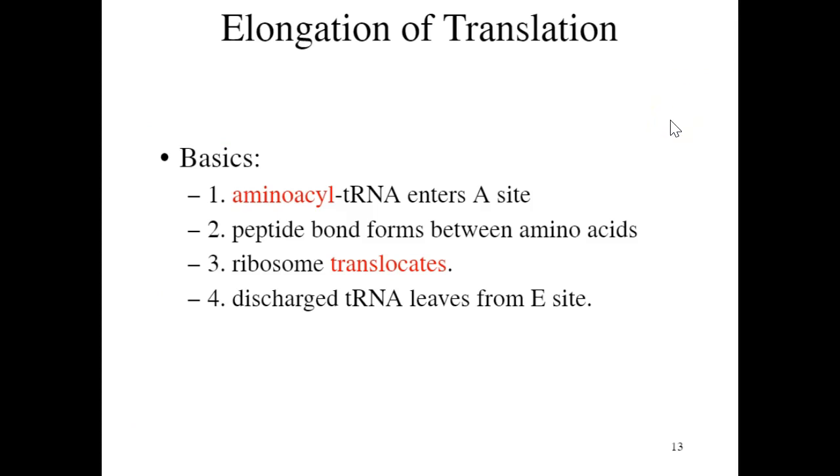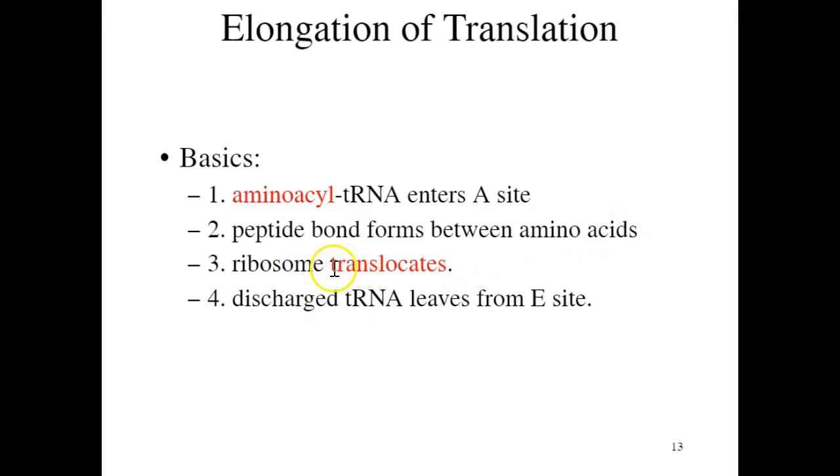Now that translocation word is a word that we will get back to. Okay, so the basics of elongation are a tRNA molecule that is carrying an amino acid, which is actually referred to as an aminoacyl tRNA. That means tRNA carrying an amino acid will enter at the A site, which was over to the right on the previous figure. A peptide bond will form between two amino acids, the one that is at the P site and the one that's at the A site.